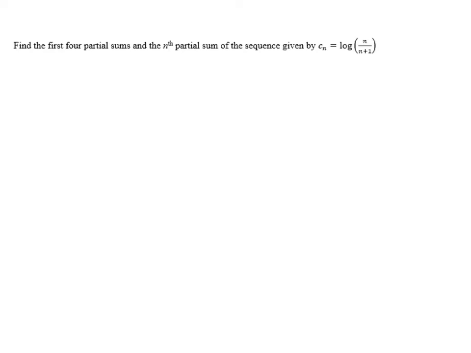Find the first four partial sums and the nth partial sum of the sequence given by c sub n equals log of n over n plus 1. First, let's look at the first few terms of this sequence, and then we can look at the first few partial sums. The first term, c sub 1, we get by looking at log of 1 over 1 plus 1, or log of 1/2.